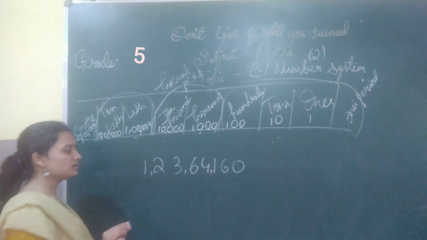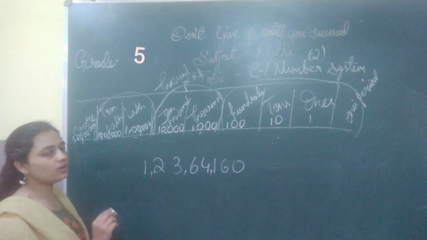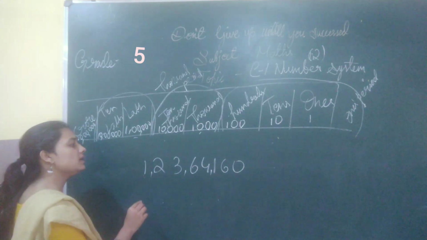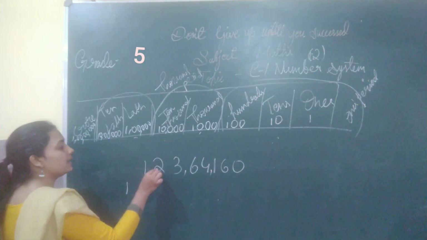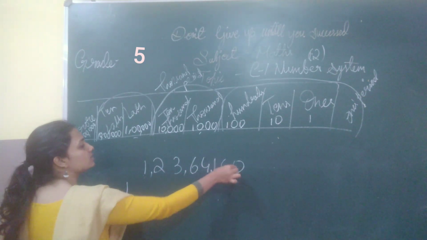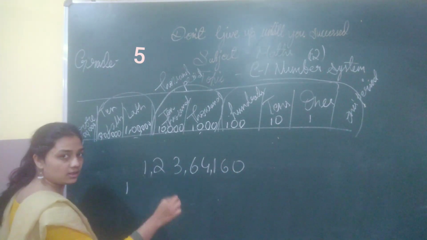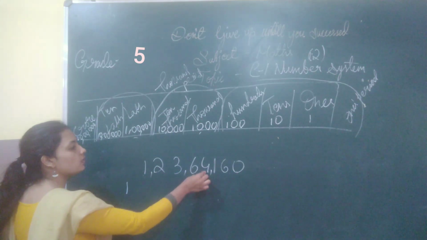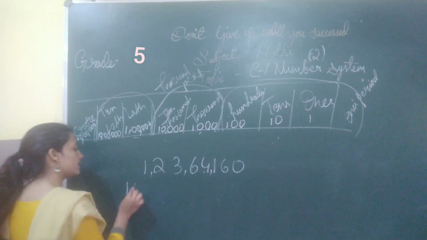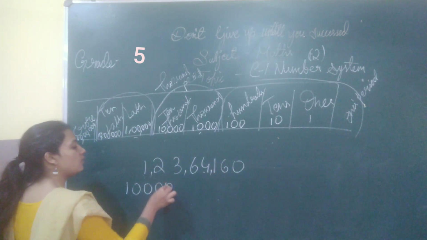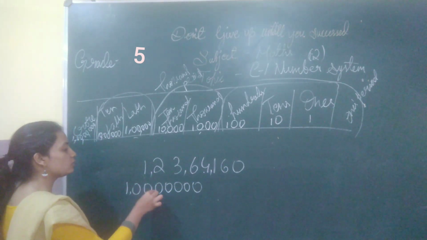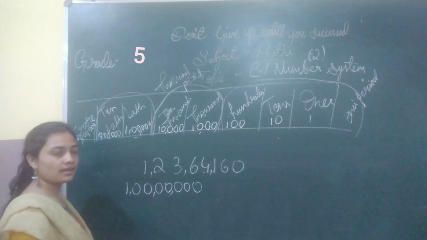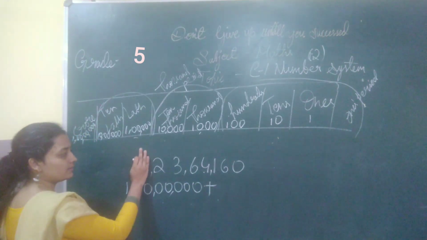How to expand? You should write 1 into crore is 1 crore. The other easier way is you write the number and count how many numbers are after that. Draw so many zeros. 1, 2, 3, 4, 5, 6, 7. So write 7 zeros and you should also place the comma. Now one number is finished.